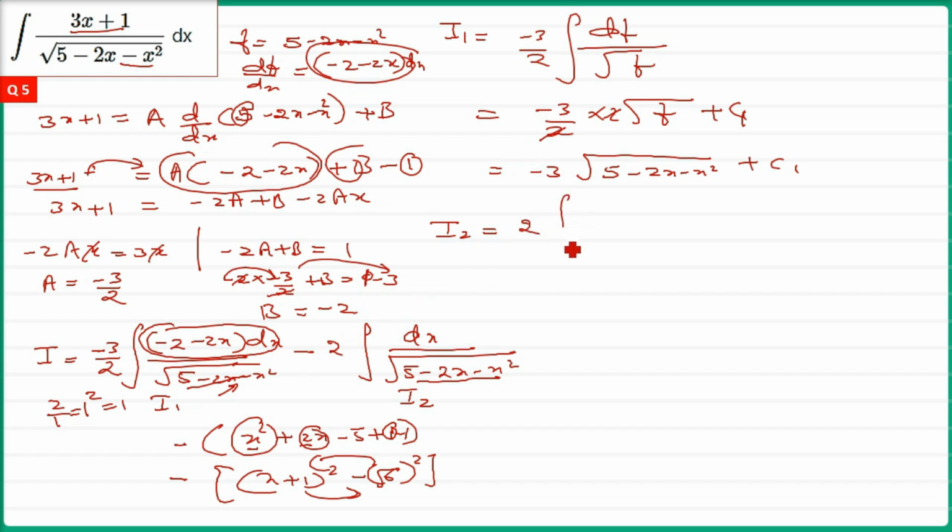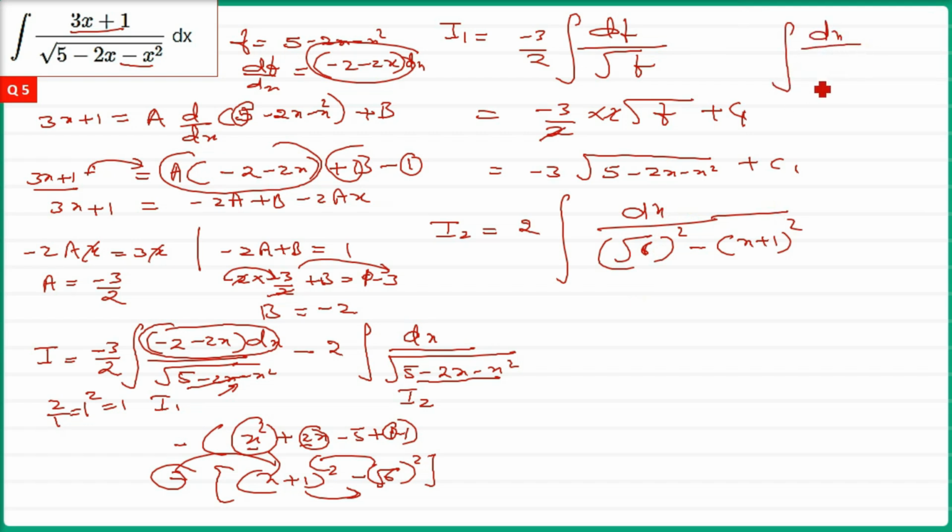So we already have a 2 outside, and I told you that this is dx by under root. Now I'm writing this as under root 6 square minus x plus 1 whole square. So under root 6 whole square minus x plus 1 whole square. Now you don't have to do anything because it's simply dx by under root a square minus x square, and we know the direct result of this standard result. It's simply sine inverse x by a. 2 is already there, just write sine inverse. What is x here? x plus 1. What is a here? Root 6. So 2 sine inverse x plus 1 by root 6 is the second term.